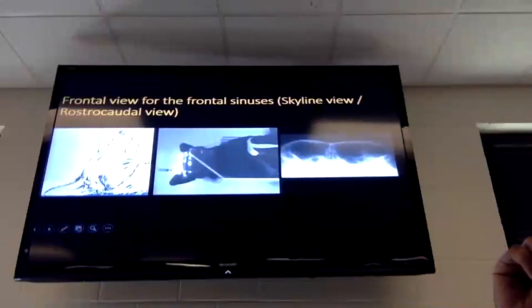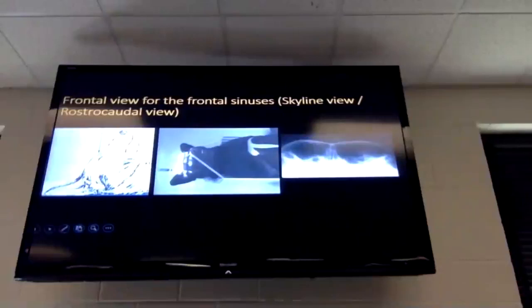Rostrocaudal means that the beam is going rostral to caudal. And then skyline is also because you're going through the frontal sinuses. So we are basically bypassing the nasal cavity, going straight for the frontal sinuses right here. And then this is the view that you get. Okay. And these are the normal frontal sinuses, so they should appear radiolucent. And if they appear radio-opaque, that means it's diseased.